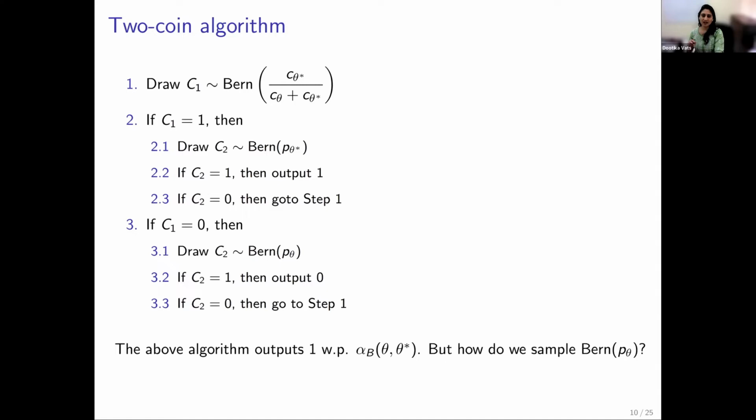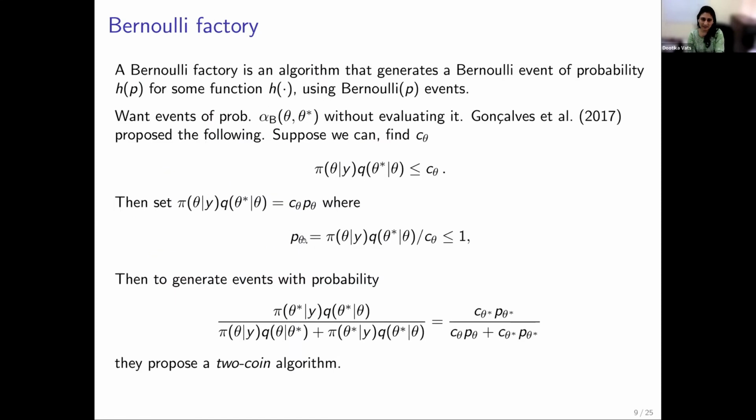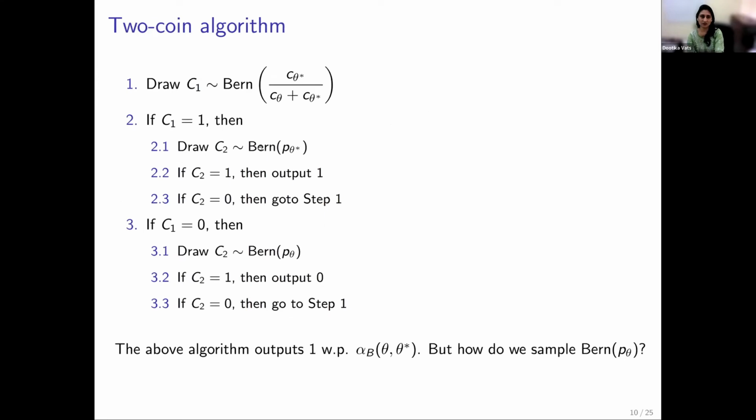Now, the question though is, how do we actually sample Bernoulli p theta? So if I go back, p theta has pi q divided by c theta. c theta is some known bound. So p theta has pi in there, and I just said that I can't really evaluate pi, right? Which means that drawing coins of Bernoulli p theta star or p theta is going to be challenging. So how do we do that?